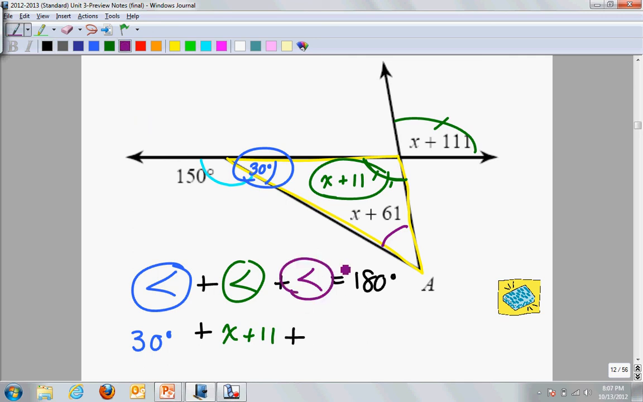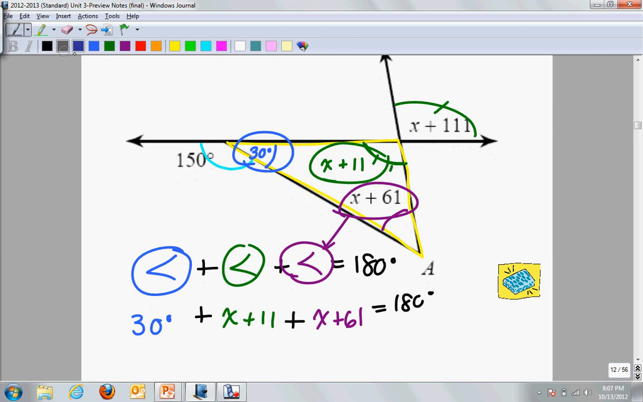Are you circling the angles and physically picking up? I hope so. This will help keep you from making very simple mistakes. Collect like terms.